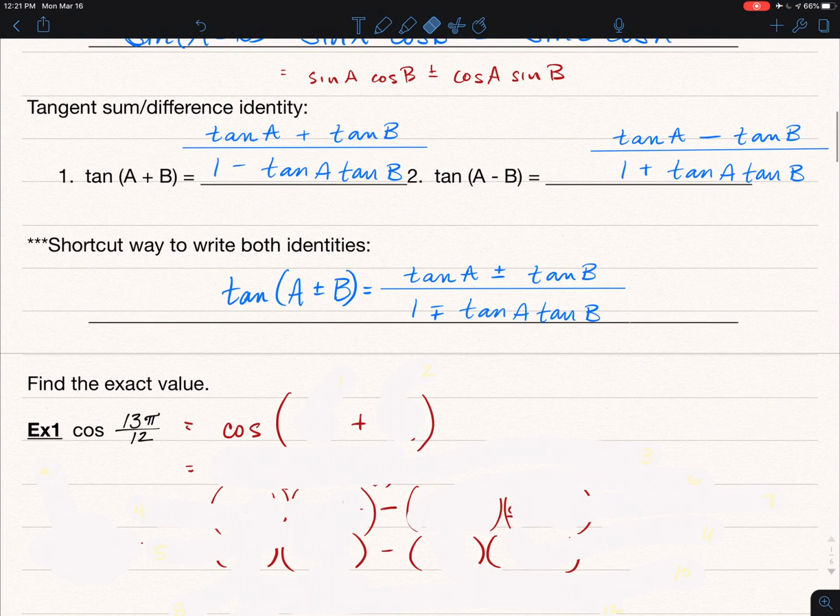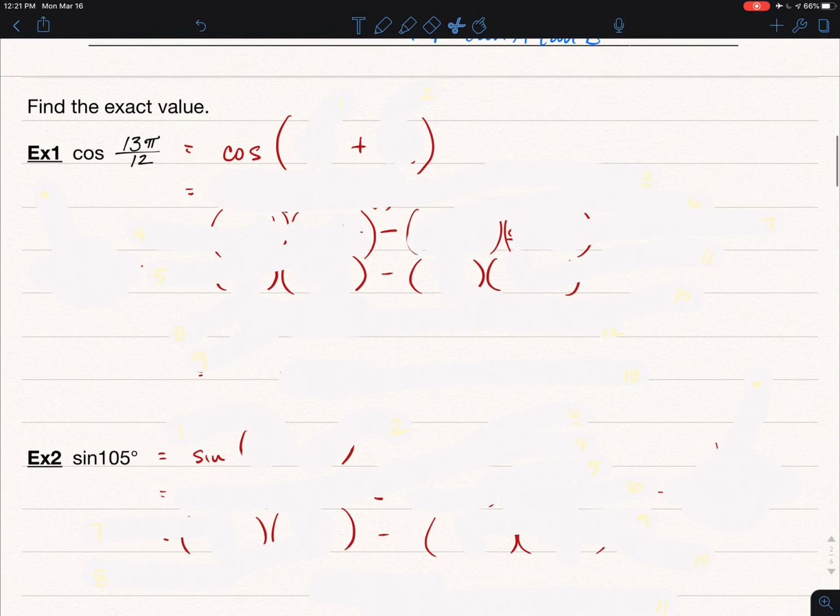My shortcut for the tangent sum or difference is going to be tan plus or minus tan all over 1 minus tan tan. So usually I will say tan plus tan all over 1 minus tan tan if it's the sum version. All right, so let's just jump right on into some examples here.